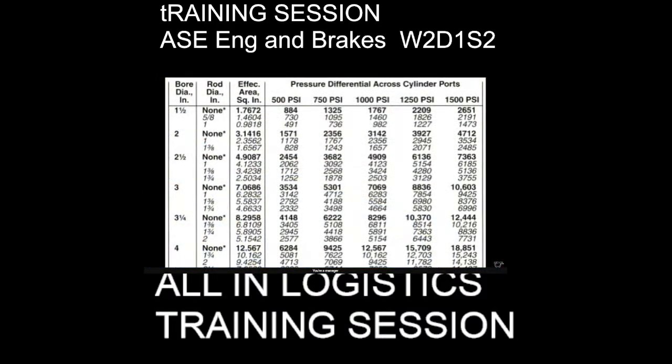Okay, what we're going to do now is, we talked about how pressure is force and flow is speed. So we're going to prove that pressure is force by using this chart right here. Go down till you see a 4-inch bore, and then come across to the right until you get under where the pressure says 750 psi. If you look at that number, that's 9,425 pounds of force that a 4-inch bore cylinder can push at 750 psi.